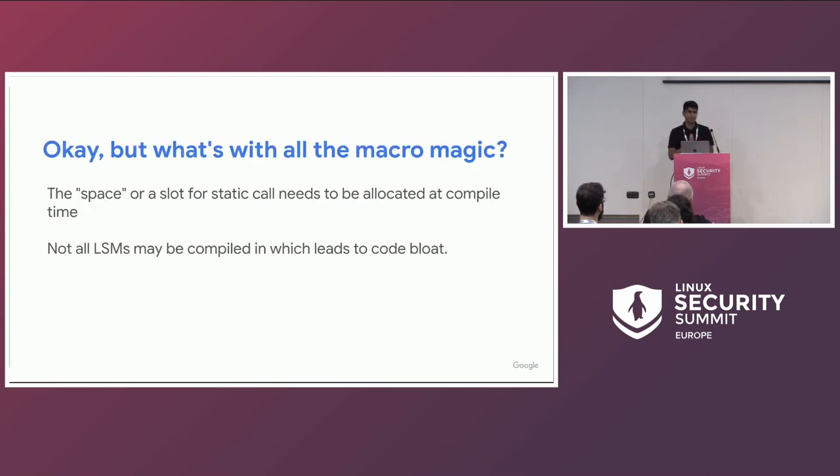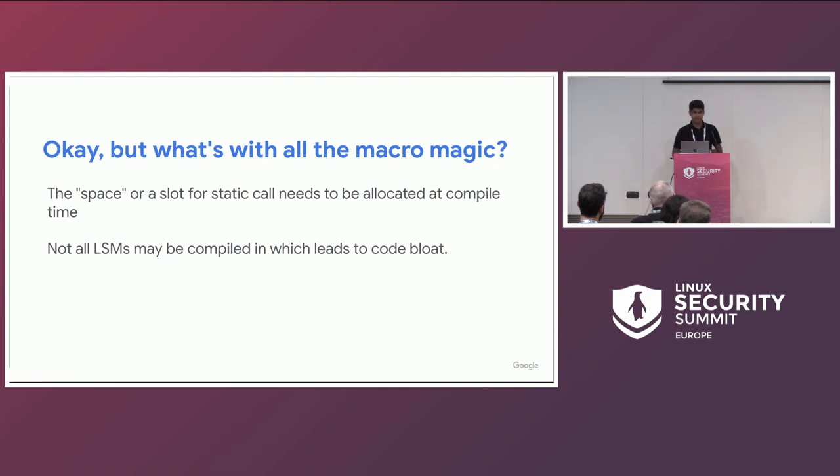Yeah, so if you've read these patches, there's a lot of macro magic, right? But this is worth doing, and I'll show numbers why. But why do we really need it? First thing is, everything needs to be done at compile time. These slots that you saw there that are changed to call instructions need to be put there at compile time.